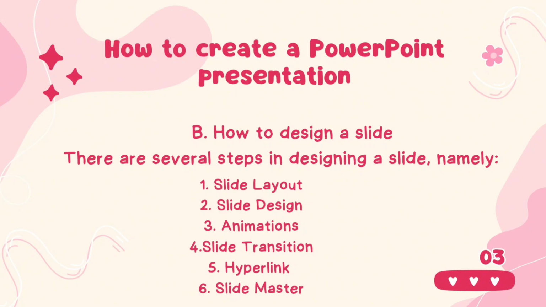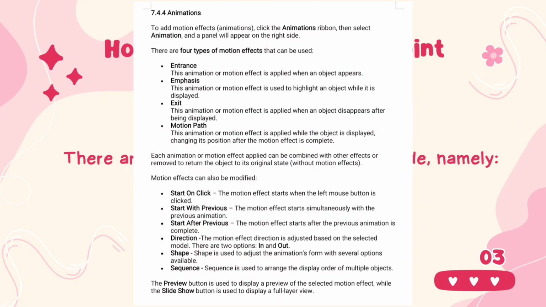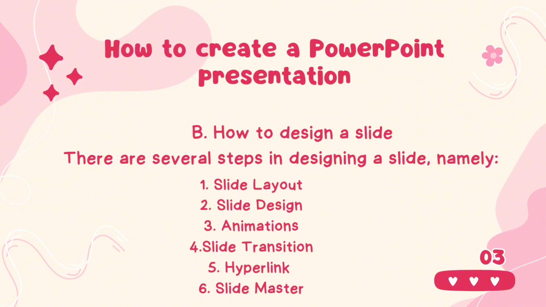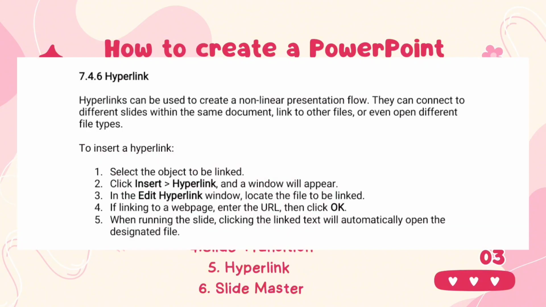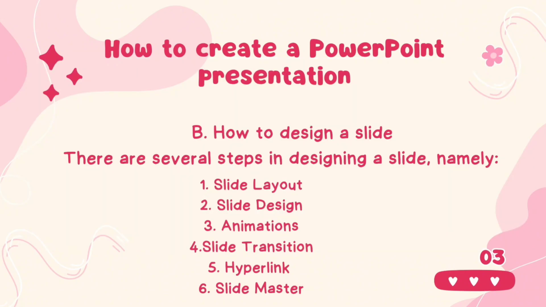Third, animations. 4. Slide transition. To create a smoother transition between slides, transition effects can be added to make the presentation more engaging. This can be done using the transition to this slide menu. If you want to apply the effects to all slides, click Apply to All. Additionally, sound effects and transition speed can be adjusted. 5. Hyperlink. 6. Slide Master.